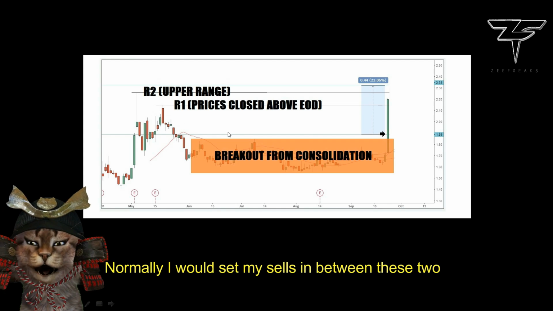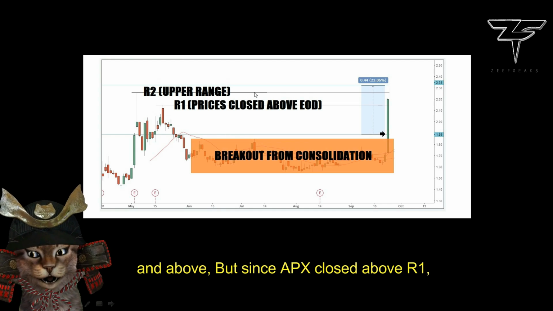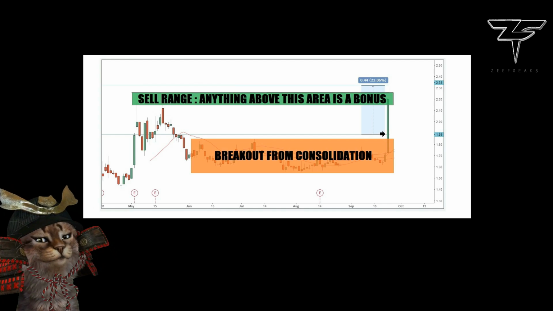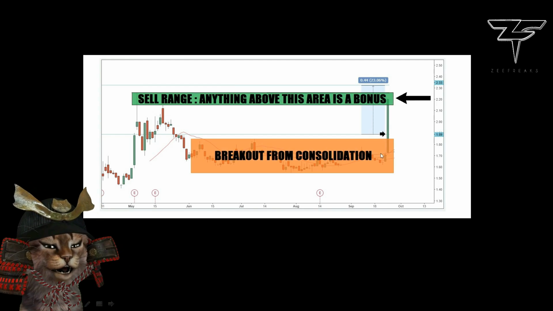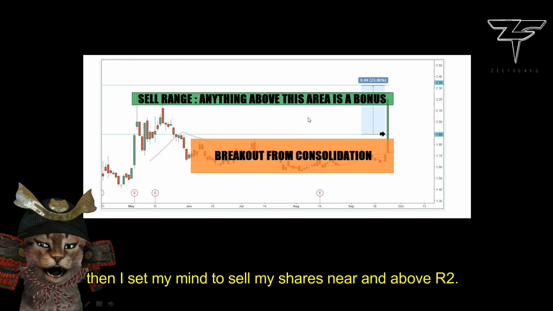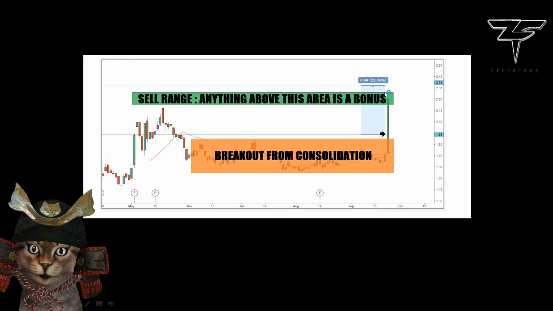Okay. Normally, I would set my sells in between these two and above, but since APX closed above R1 right here, then I set my mind to sell my shares near and above R2. So, dito banda. So, near and above.